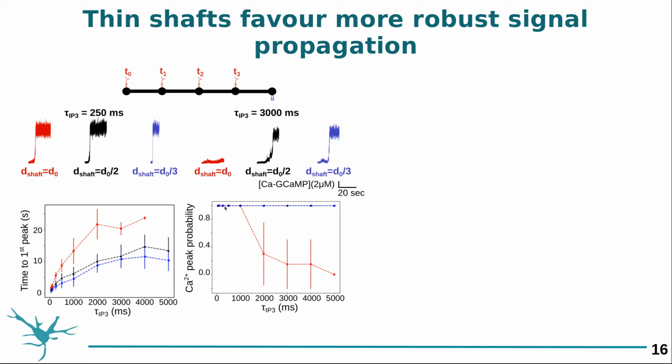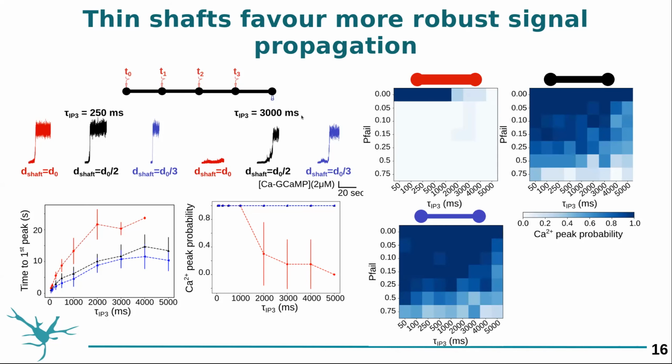And further, we showed as well that when you increase this shaft width, so what you see, for example, in swelling conditions, you decrease peak probability, especially if you have less frequent node stimuli.